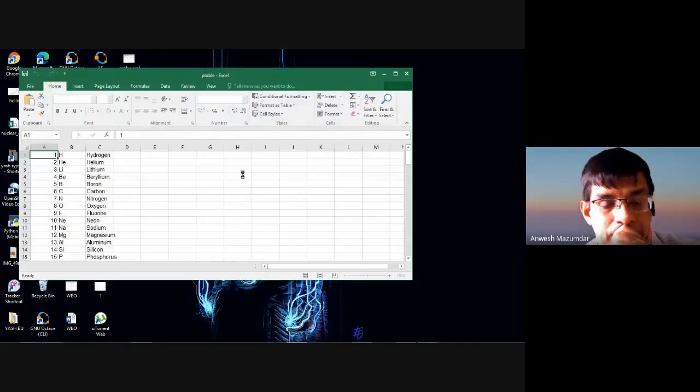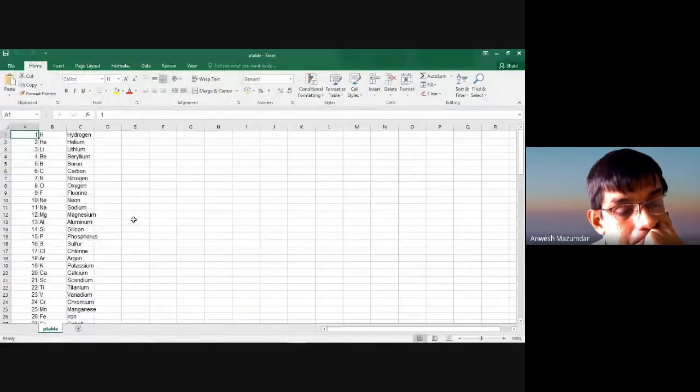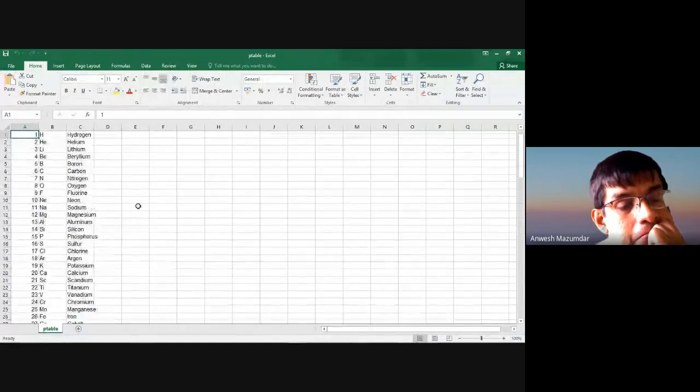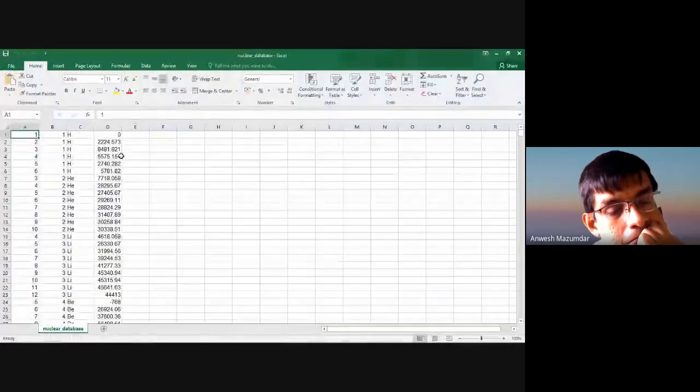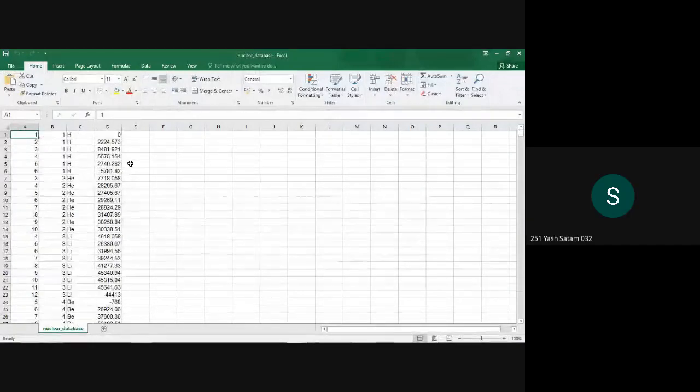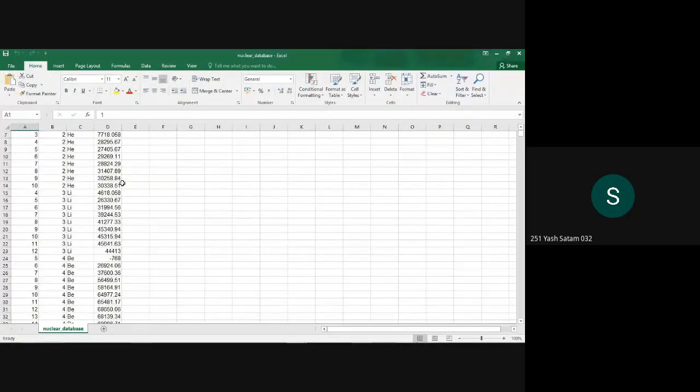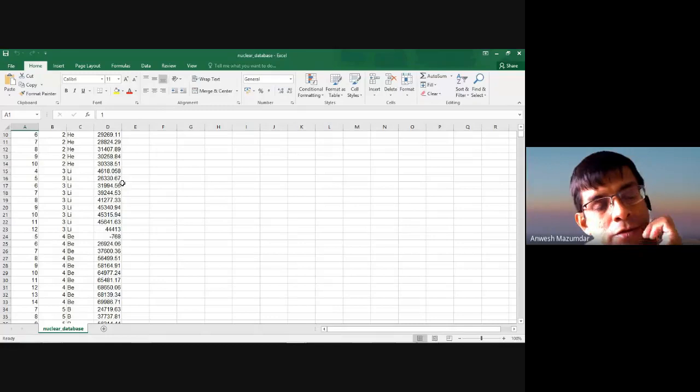So you can see that. Yeah, this one. You can see that it's simultaneously noting down the binding energy, so we don't have to do it manually.